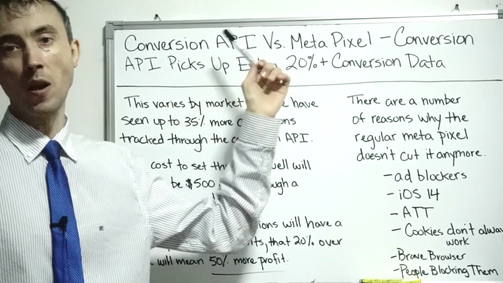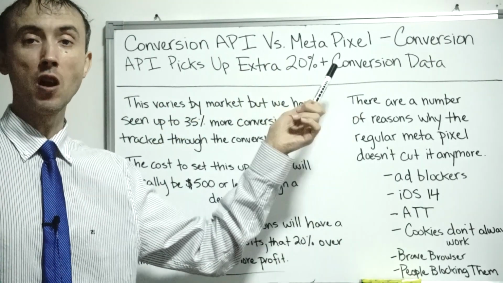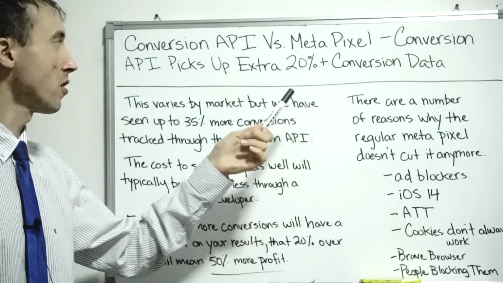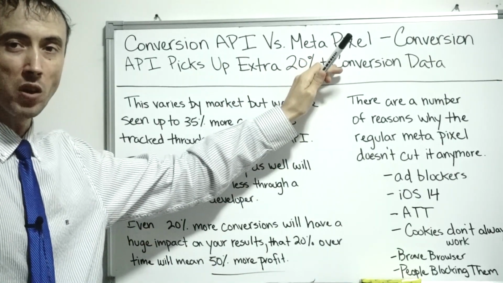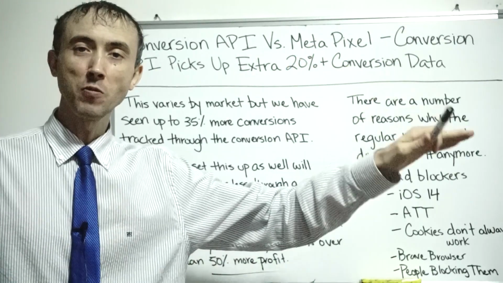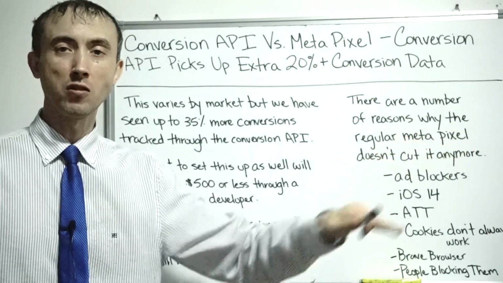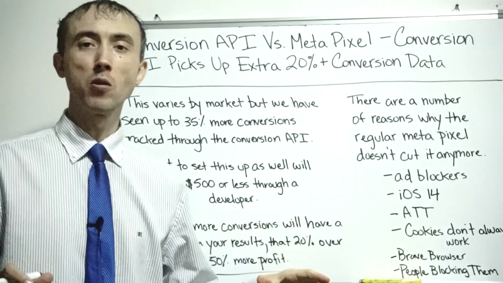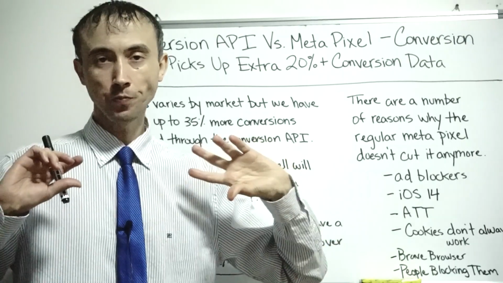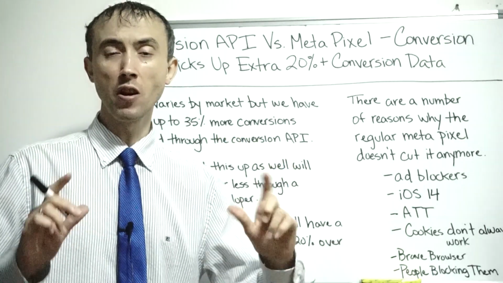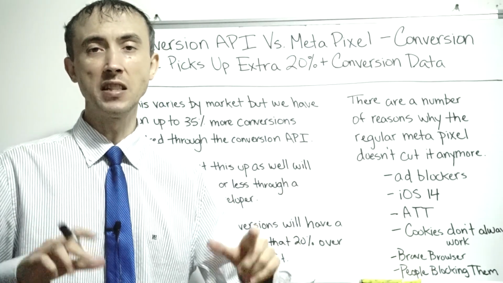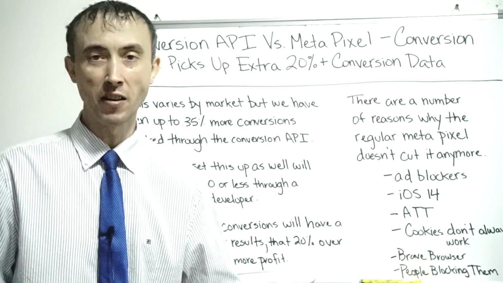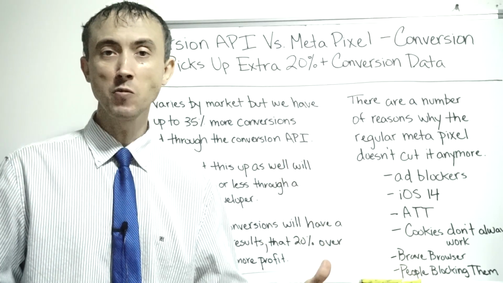Reality is you should run both. That way you have some fault tolerance in your conversion tracking, but also you get this extra 20% more conversion data, because this 20% more conversion data will mean you'll make an extra 50% more profit from your ads long term, given that the algorithm that Facebook has that drives your ads and finds you customers can do a better job because it has more complete data. So it's not about just knowing that your ads work, it's about making your ads work better.